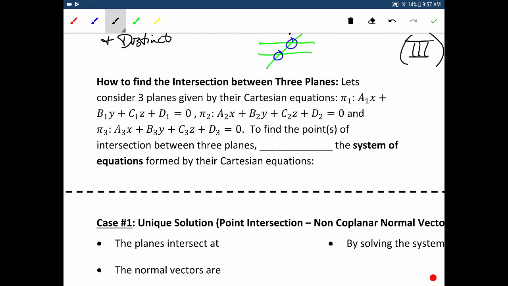All right, so how to find the intersection between 3 planes. You're going to work with their Cartesian equations, and you're going to find the points of intersection by attempting to solve. I say attempting because sometimes there is no solution, not because you can get halfway through and give up. So you're going to solve these equations formed by their Cartesian equations.